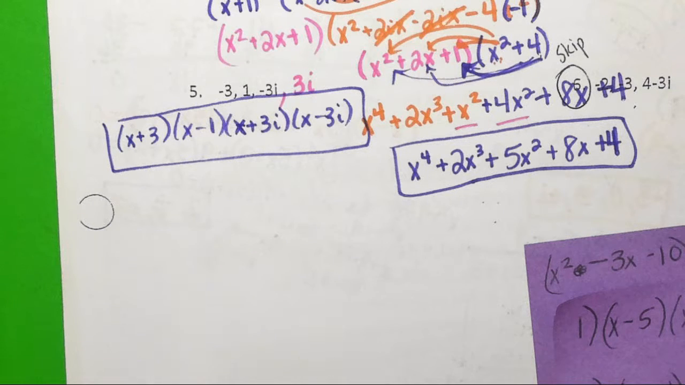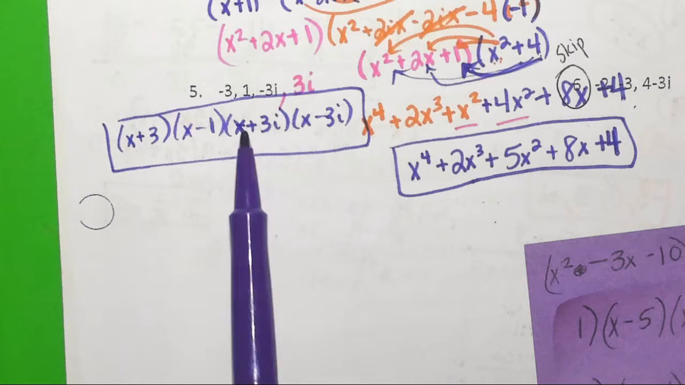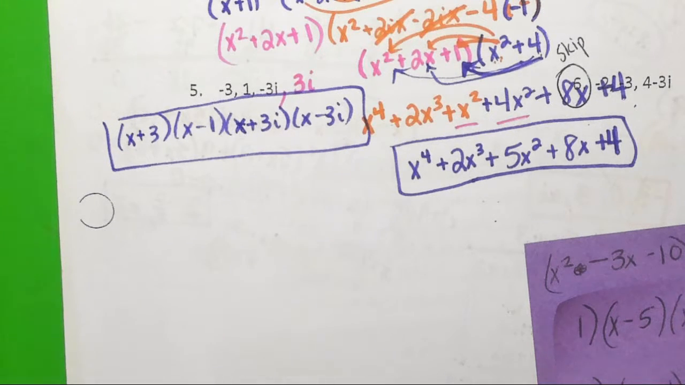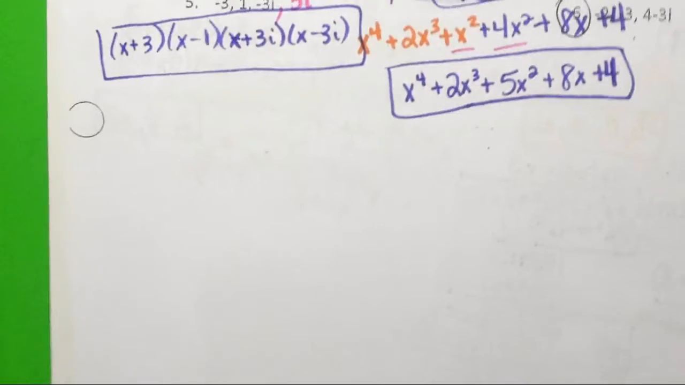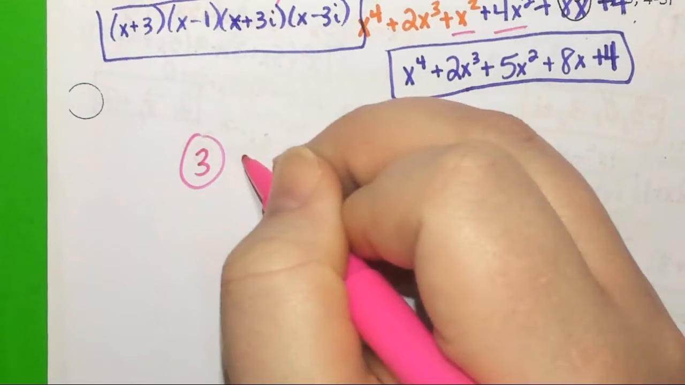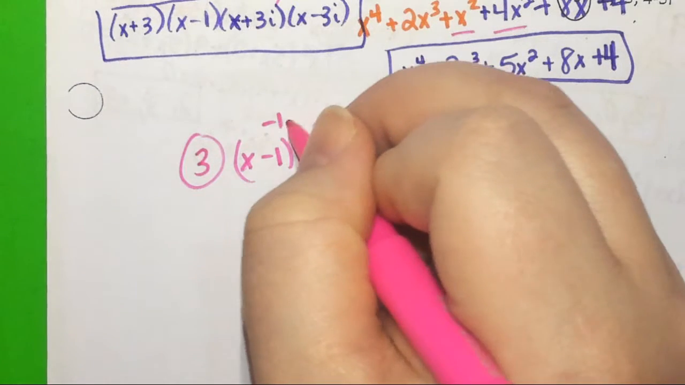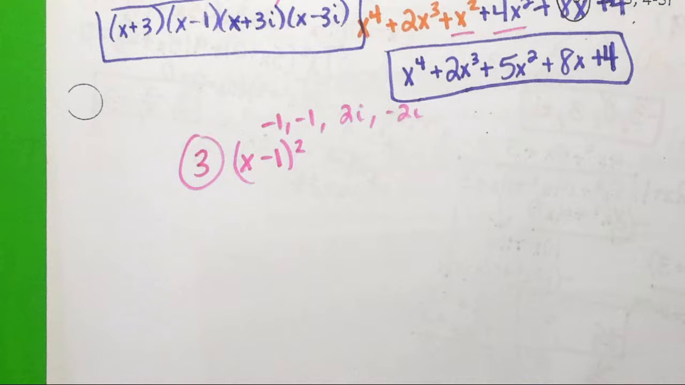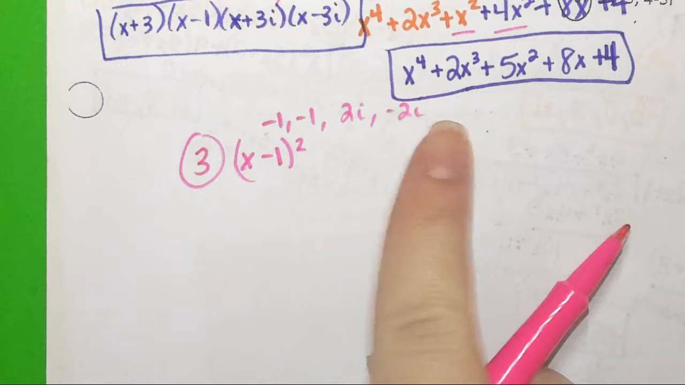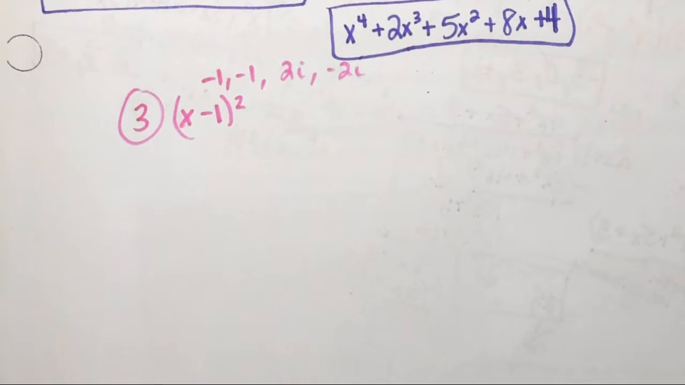But if I'm being honest with Tylen, I don't even do this. I don't have to write this part the way I did. So let's pretend, number 3, let's face it again. So we had on number 3, -1, -1, 2i, -2i. I don't have to do as many steps because I understand what gives me those answers. I don't actually have to do x plus 2i, x minus 2i.